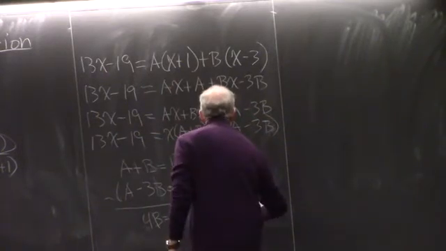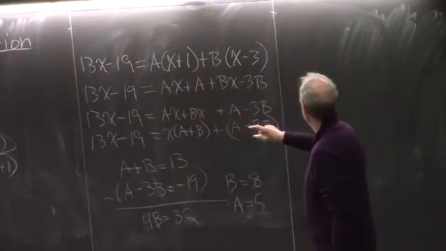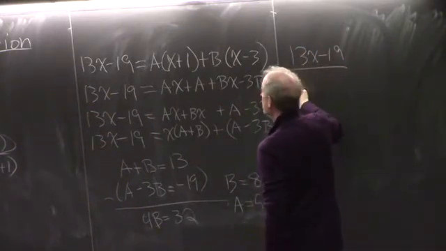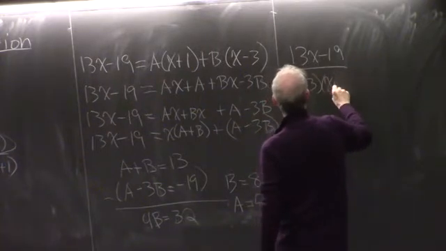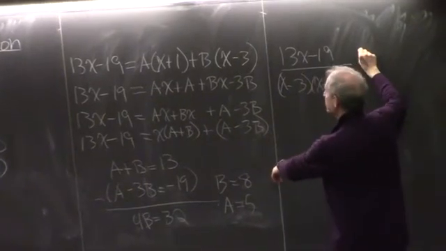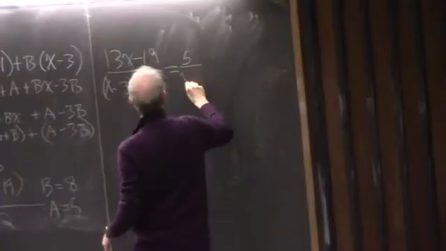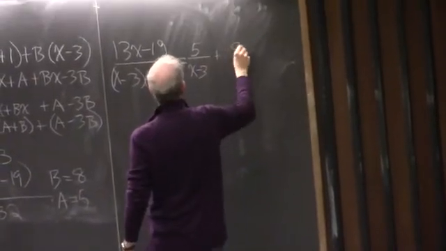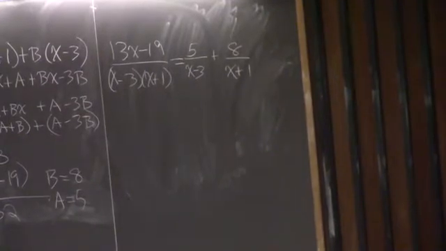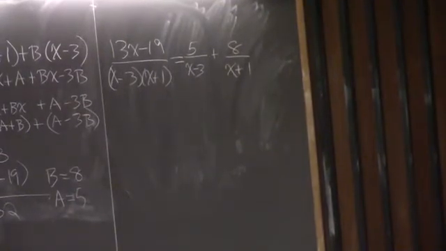And then a equals 5. So that means then that I now know, which I knew in advance, that (13x minus 19) over (x minus 3)(x plus 1) is the same as 5 over (x minus 3) plus 8 over (x plus 1). Okay? So I can work backwards just a lot more steps. When I start with a messy expression like this, I can figure out what the original expression must have been. So you say, that's nice, why would I care?